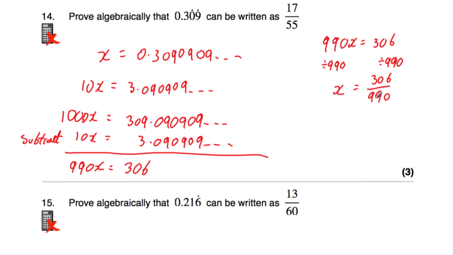The denominator, if we divide that by 9, would be 110. And the numerator, if we do 306 divided by 9: 9 into 3 goes 0, remainder 3. How many 9s go into 30? That's going to be 3, which is 27, remainder 3. And how many 9s go into 36? That's going to be 4. So 306 divided by 9 is 34. So we'll have 34 over 110. Now we want 17 over 55. We can halve both of these to get 17 over 55. And that's it, we're done. So we've shown that 0.309090909 can be written as 17/55.